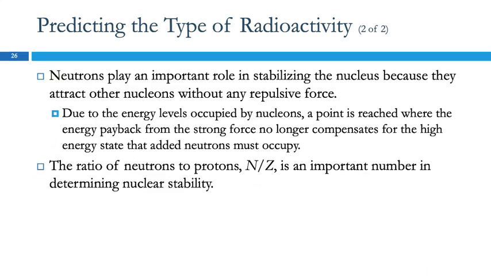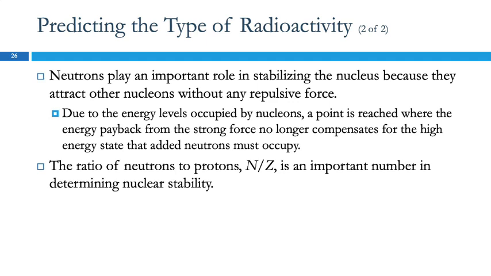So neutrons are important in stabilizing the nucleus because they attract other nucleons without repulsive force. So we've got the attractive strong force between all nucleons, and then protons are repelling each other. So if you have more neutrons, then you're going to be more stable. Due to energy levels that are occupied by the nucleons, you get to a point where the energy payback from the strong force no longer compensates for the high energy state that neutrons that are added need to occupy.